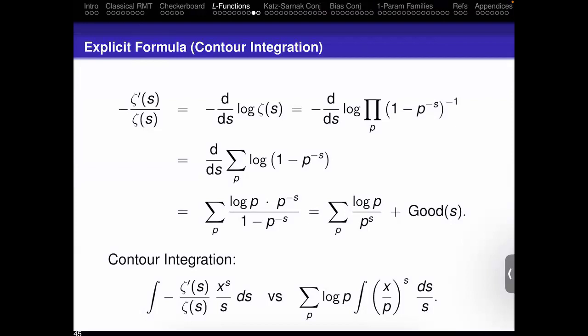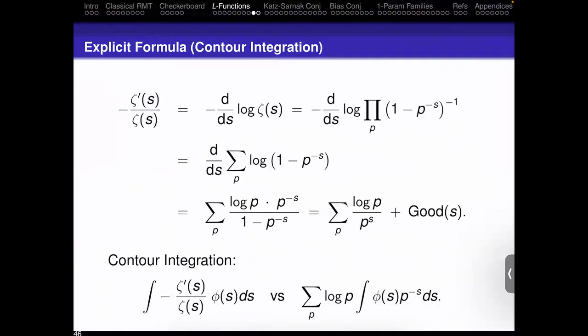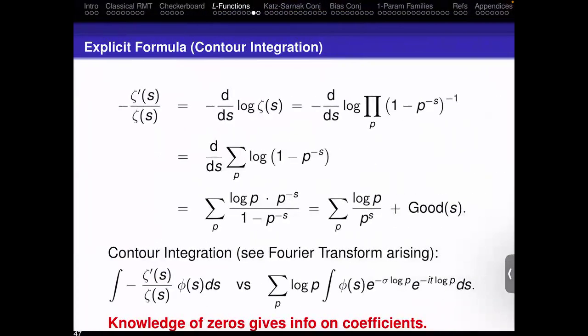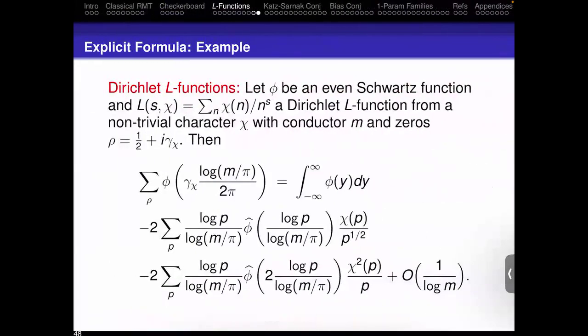Instead of integrating this against x to the s over s, I could integrate it against, more generally, some test function phi. And so now I'll have p to the s, p to the minus s. Well, if I just replace that with an exponential, you can see that what I really have is the Fourier transform of phi over here. And so I can replace this logarithmic integral, which as I shift contours will give me phi at the pole and then phi at the zeros, with an integral of log p against phi hat at things related to the primes. And so this leads to an explicit formula, and this is the analog of the eigenvalue trace lemma. This is the starting point of all these investigations. This is what allows us to get our hands on this.